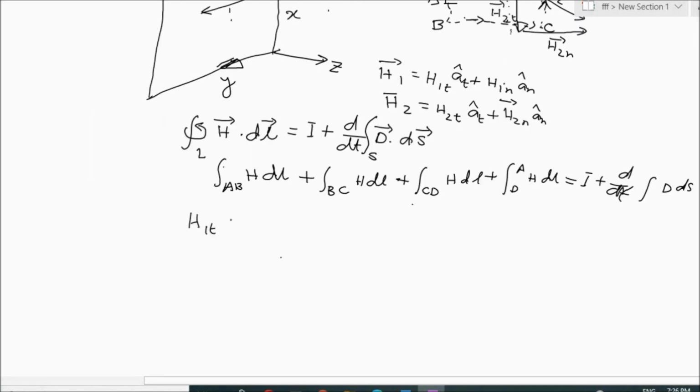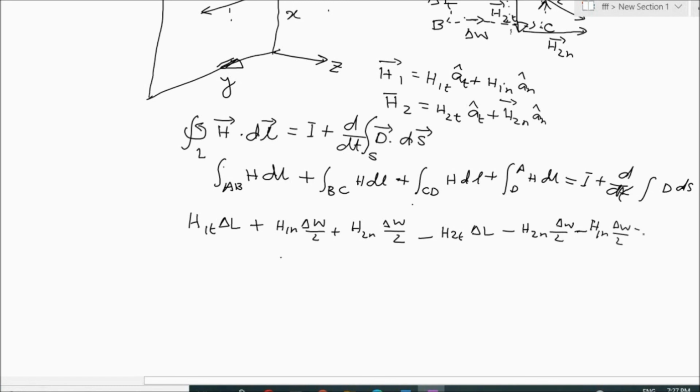Now substitute the values. This will be H1T times delta L, plus H1N delta W over 2 plus H2N delta W over 2. So this is my delta W: half is in medium 1 and the other half is in medium 2. And for CD, that will be H2T, which is in the opposite direction to H2. So minus H2T delta L minus H2N delta W over 2 minus H1N delta W over 2.